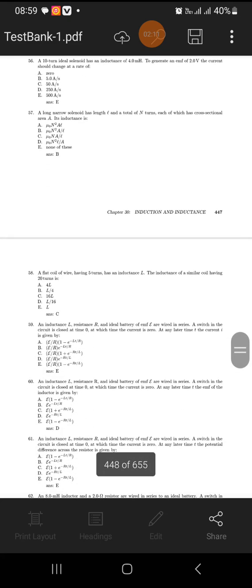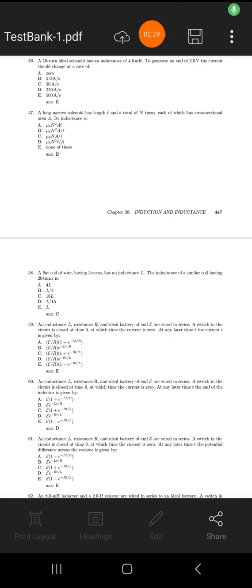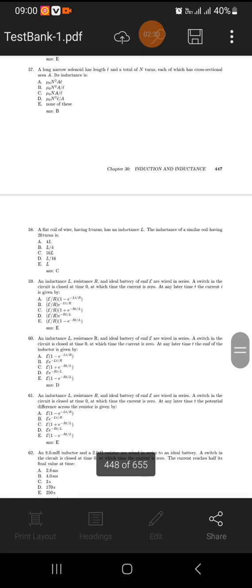And therefore a coil of wire having 5 turns has an inductance L. The inductance of a similar coil having 20 turns is what? It is C, 16L.